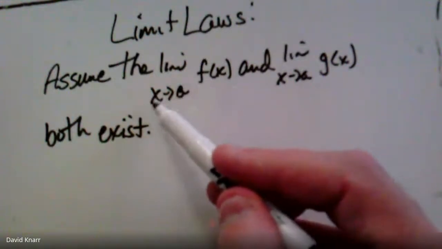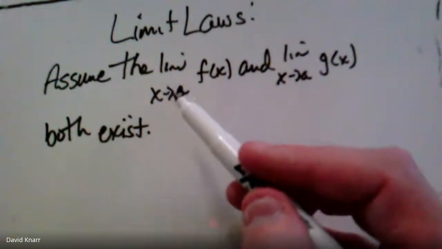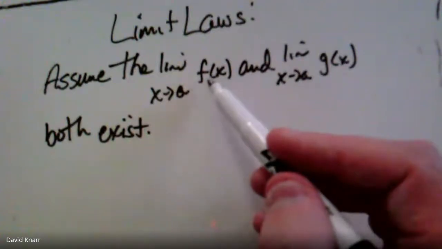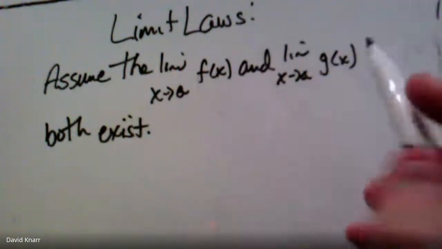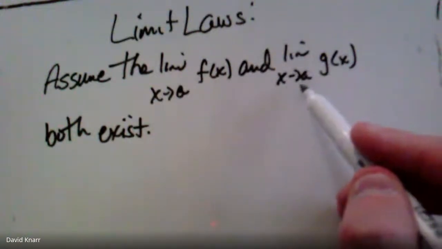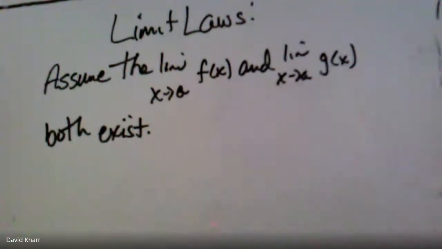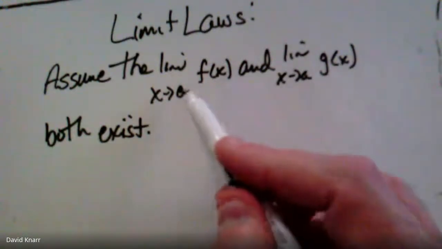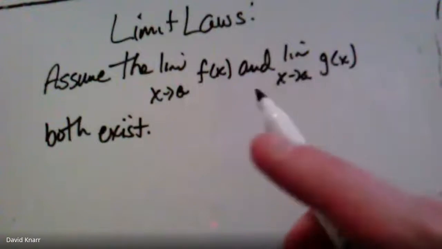This means that as x approaches a from both sides, right? I have to go to the same place on the graph of f of x. Same thing with g of x. On g of x, from both sides as I get closer to a, I have to go to the same y value. They have to approach the same y value, right? Okay, because it's not saying from one side or the other. So I have to distinguish.